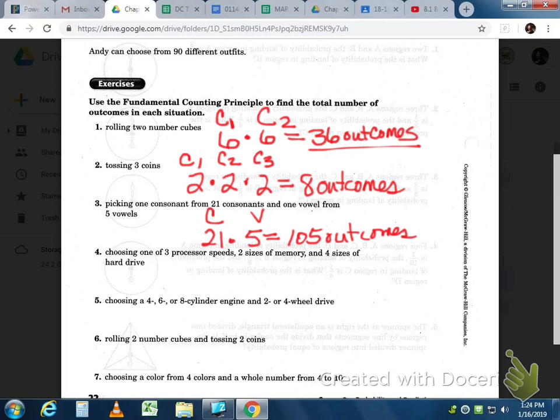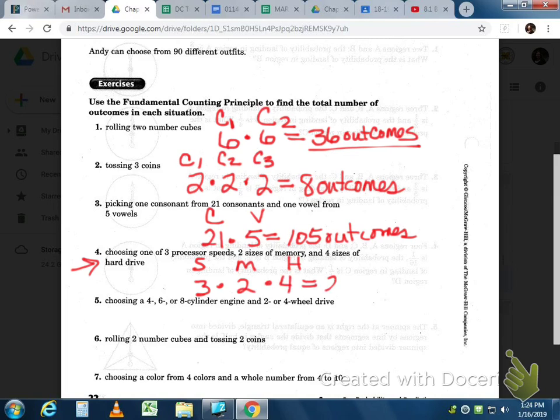Okay, look at number 4. It looks like you must be buying a computer. 1 of 3 processor speeds, 2 sizes of memory, 4 sizes of hard drive. Let's do it this way. I need to pick a speed, a memory, a hard drive. How many different speeds? 3. How many sizes of memory? 2. How many sizes of hard drive? 4. Okay, multiply all that together.